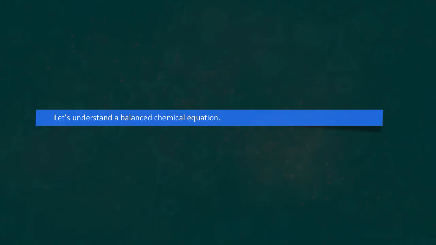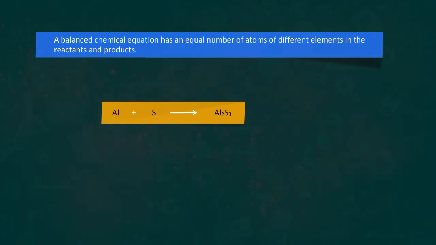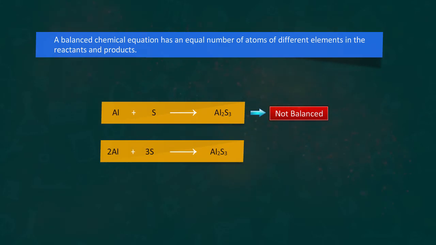Let's understand a balanced chemical equation. A balanced chemical equation has an equal number of atoms of different elements in the reactants and products. Let's observe whether the following is a balanced or an unbalanced equation.